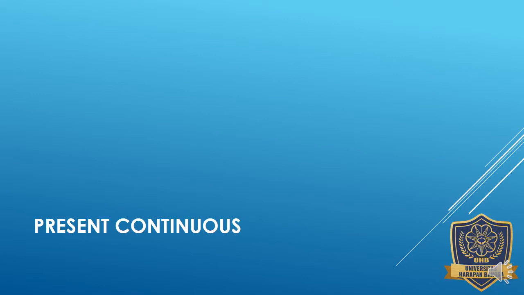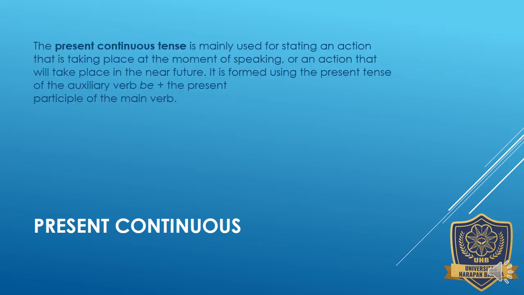Now, let's learn one by one the use of present participle in verb tenses. The first tense that you have to learn is present continuous. The present continuous tense is mainly used for stating an action that is taking place at the moment of speaking or an action that will take place in the near future. It is formed using the present tense of the auxiliary verb be plus the present participle of the main verb. For example, I'm singing, he's running, we're hiding.